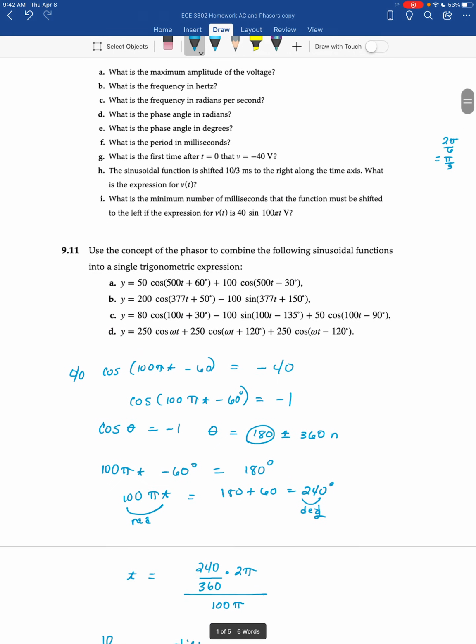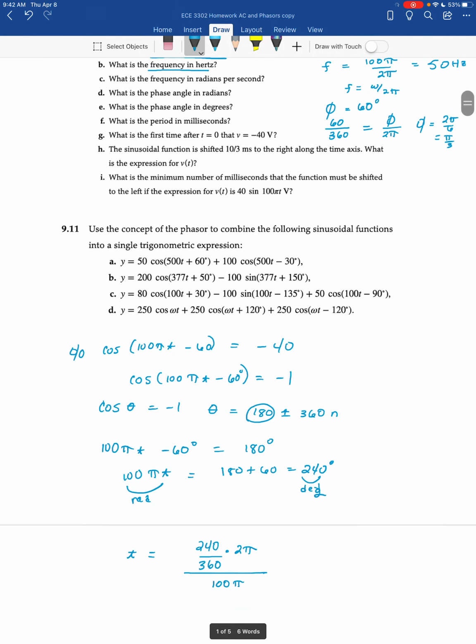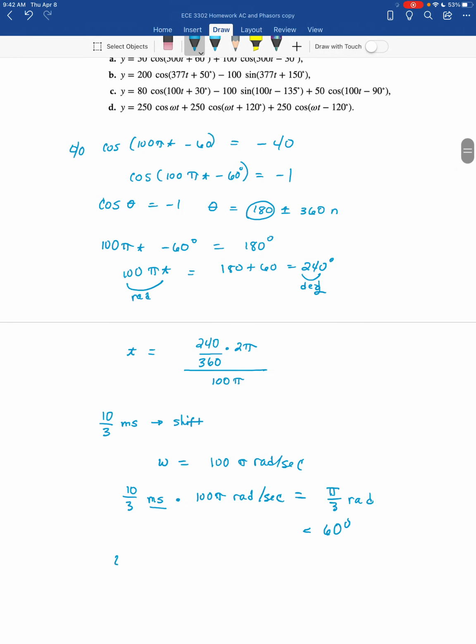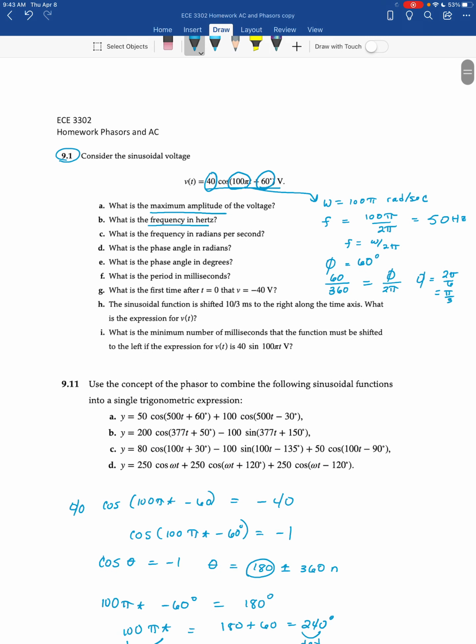Because it moves to the right, when a phase moves to the right, that's a positive shift, that's a negative phase shift. So for 40 cosine of 100 pi t, the original phase angle was minus 60. We now introduce an additional negative 60 degrees to shift that to the right by the designated amount. So we'll need to have minus 120. That's our new function.